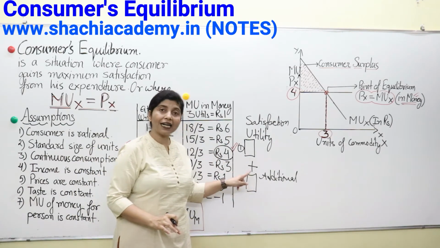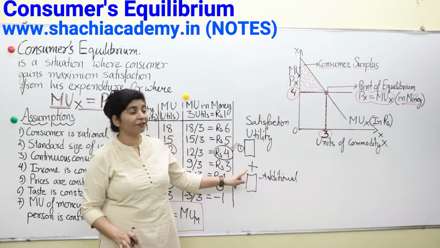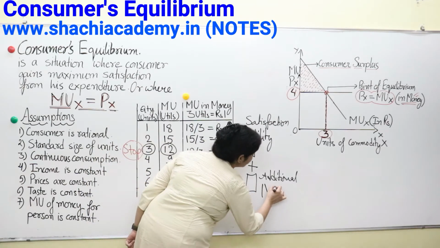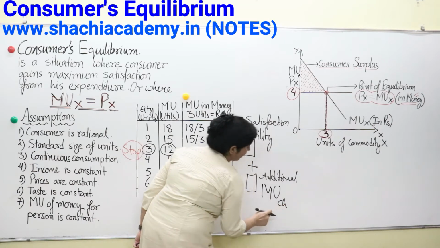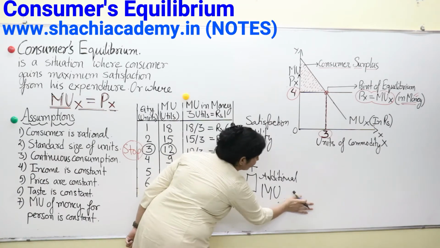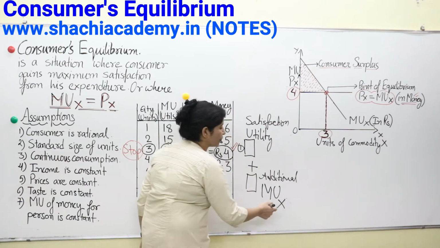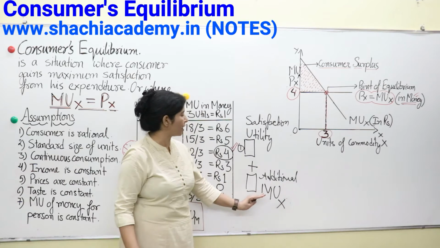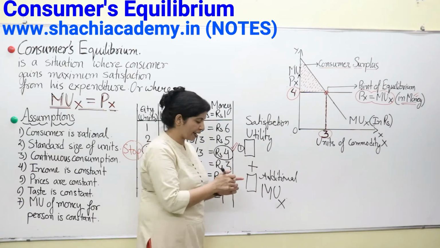And the utility that I gain from consumption of this additional unit of chocolate is known as marginal utility of chocolate. In place of chocolate, we can write any commodity, that is X. X can be anything. You can write pizza, burger, samosa, puri, or anything. So this is X. Understood, I hope?